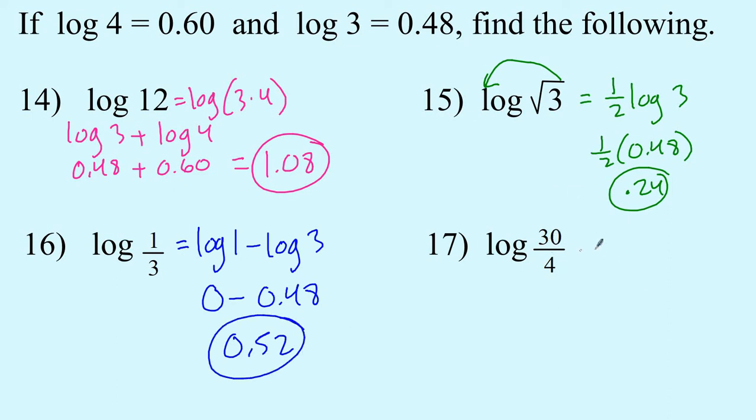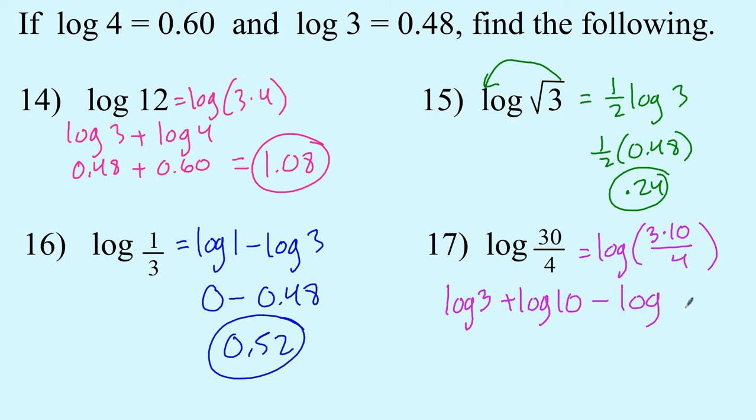And 30 over 4, well, that's just log 3 times 10 over 4. So we get log 3 plus log 10 minus log 4. 0.48 plus 1 minus 0.60. So we should get 0.88.